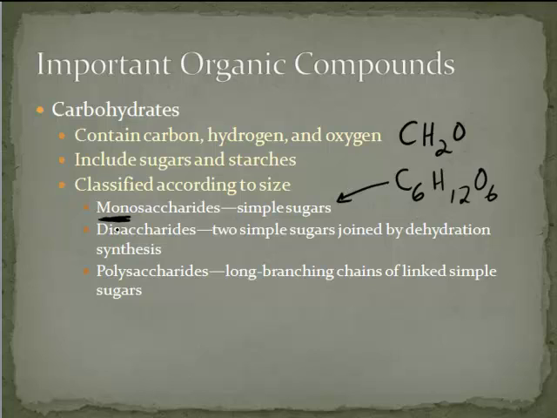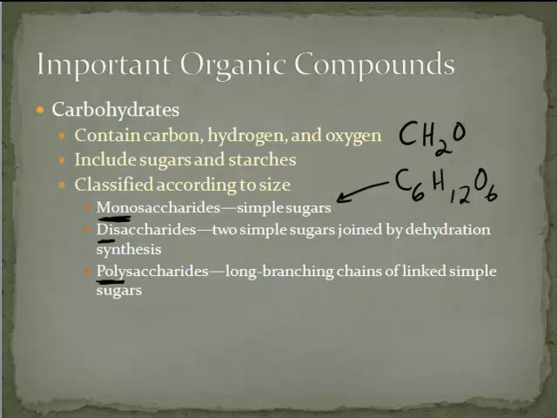Then we have what are called disaccharides. Di meaning two, saccharide meaning sugars. So in disaccharides, we take two simple sugars, hook them together, now we have a disaccharide. Polysaccharides are the third type. Poly meaning many sugars. So if we take many simple sugars and hook them all together in long chains, now we have polysaccharides. All of our carbohydrates are going to fit into one of these categories here.